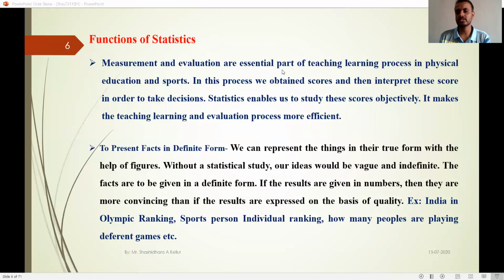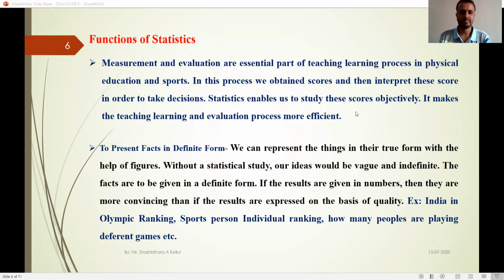Measurement and evaluation are an essential part of the teaching-learning process in physical education and sports. In this process, we obtain scores and then interpret these scores in order to take decisions. Statistics enable us to study these scores objectively. It makes the teaching, learning, and evaluation process more efficient by this statistics.